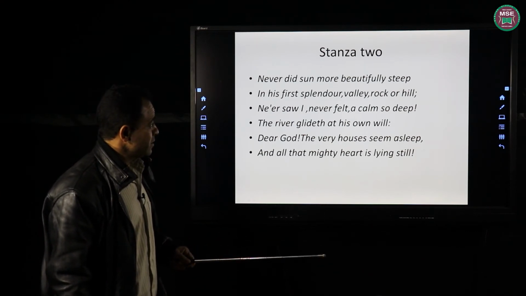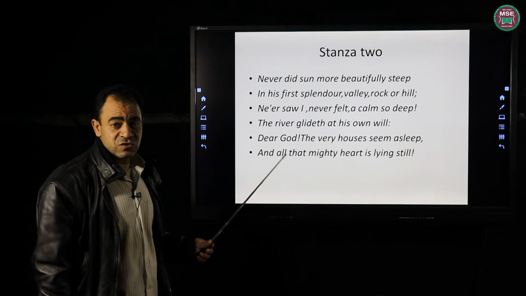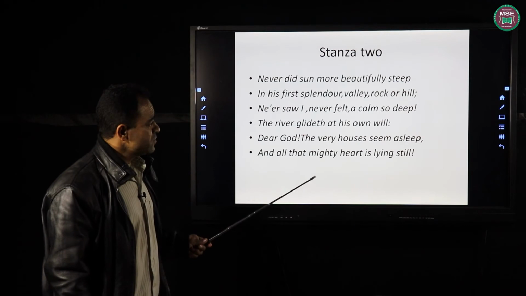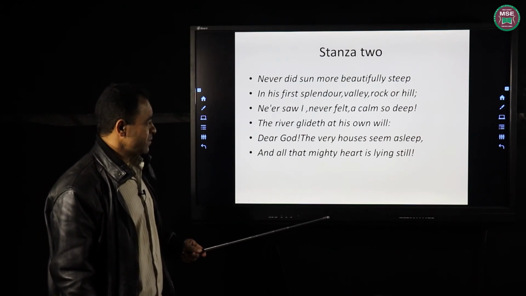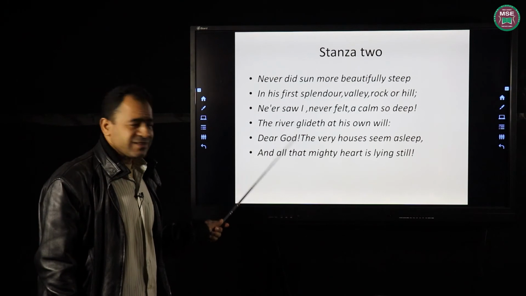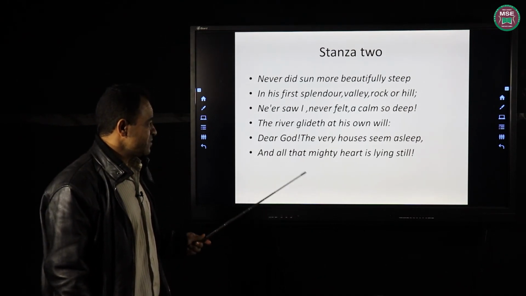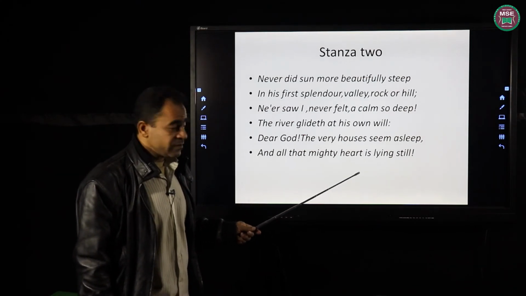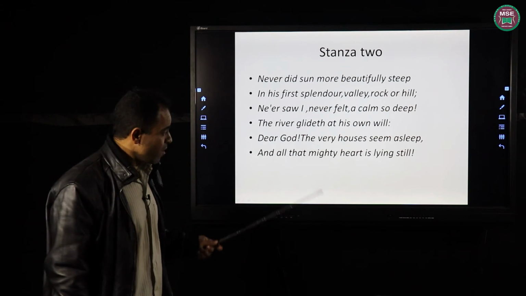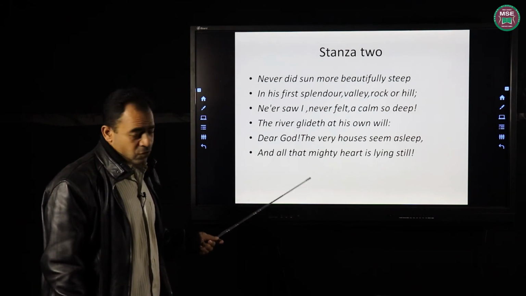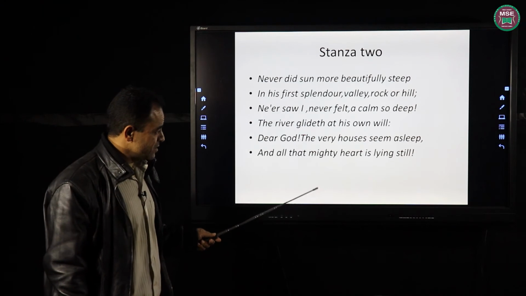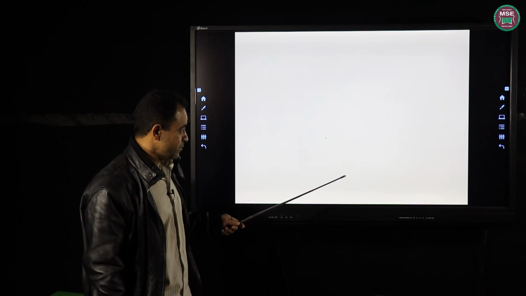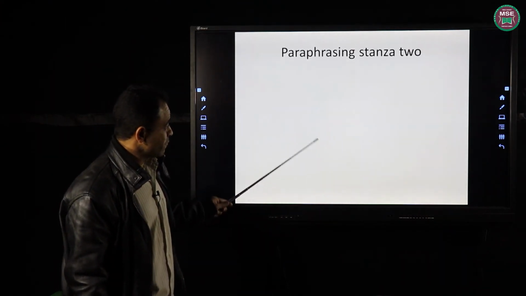The poet here has never seen the sun rise in this beautiful way, and everything looks bright and beautiful at the same time. He has never felt as calm as he does now. And of course, he sees the river glides, means runs, on its own will, and all the houses were asleep, and everything was asleep. And the heart here is the heart of the city. Of course, it is personification, because he describes the city of London as a human who has a heart, and this heart is asleep. Let's have a look here at our paraphrasing.